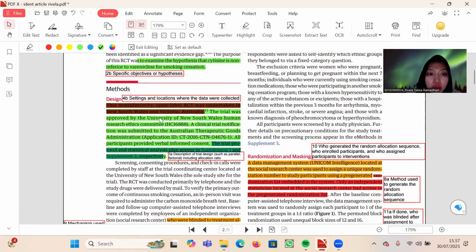The trial was approved by the University of New South Wales Human Research Ethics Committee, and a clinical trial notification was submitted to the Australian Therapeutic Goods Administration. All participants provided verbal informed consent. The trial protocol and statistical analysis plan appear in supplement 1 and supplement 2, respectively.